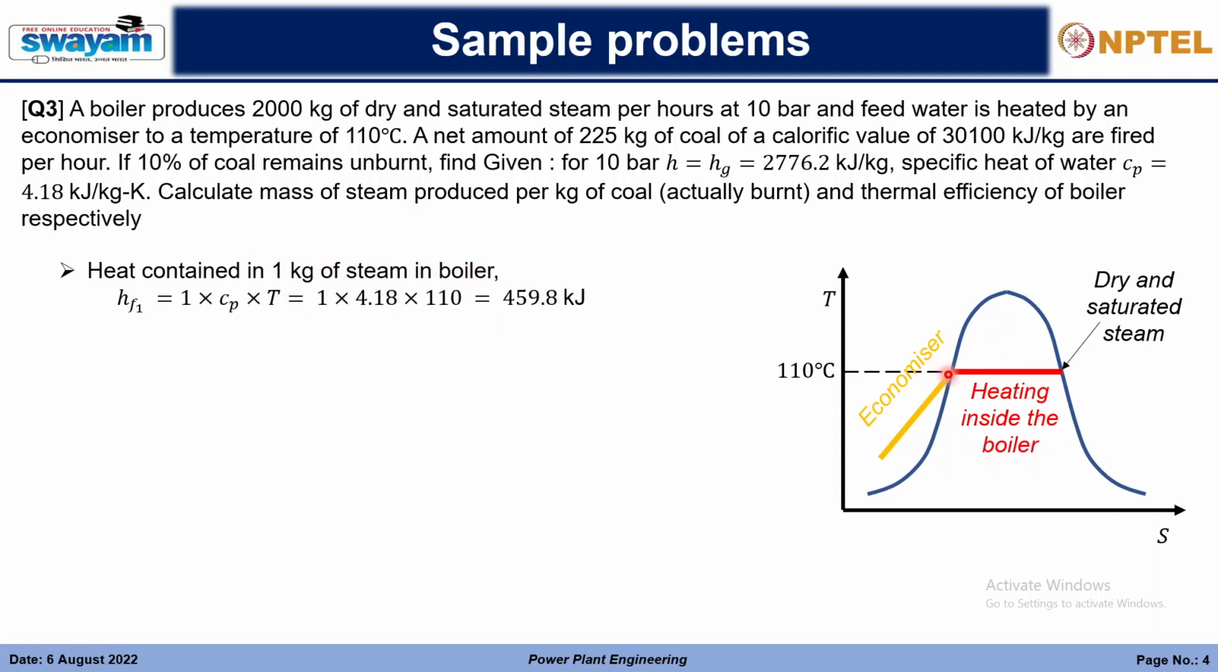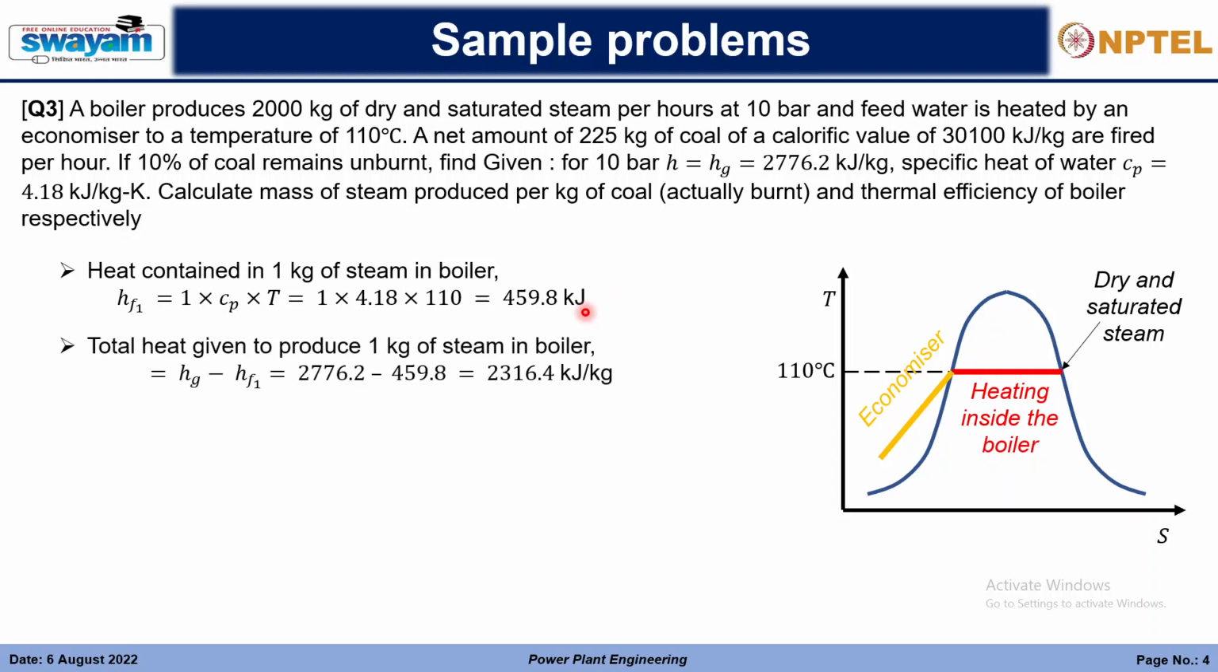So at this point HF1, if we need to calculate the heat contained, we will have to directly calculate Cp into T. We know the specific heat capacity into the temperature, that will give us the enthalpy at this particular point. And since we are calculating everything per kg of steam, we are just putting this as 1. So HF1 will be 4.18 into 110, that much kilojoule per kg actually.